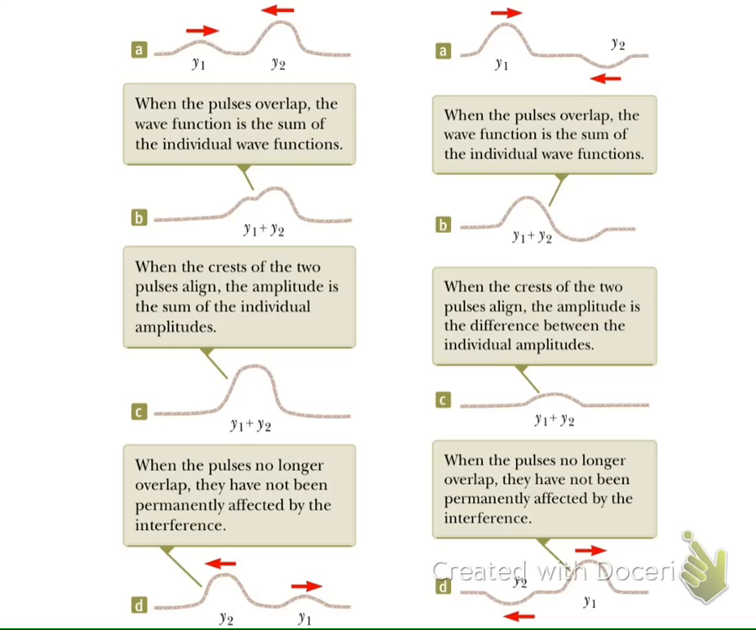You can see that we have constructive interference here because the displacements of these two pulses point in the same direction. But in this series, you can see it is destructive interference because the displacements of pulse number 1 and number 2 point in the opposite direction.